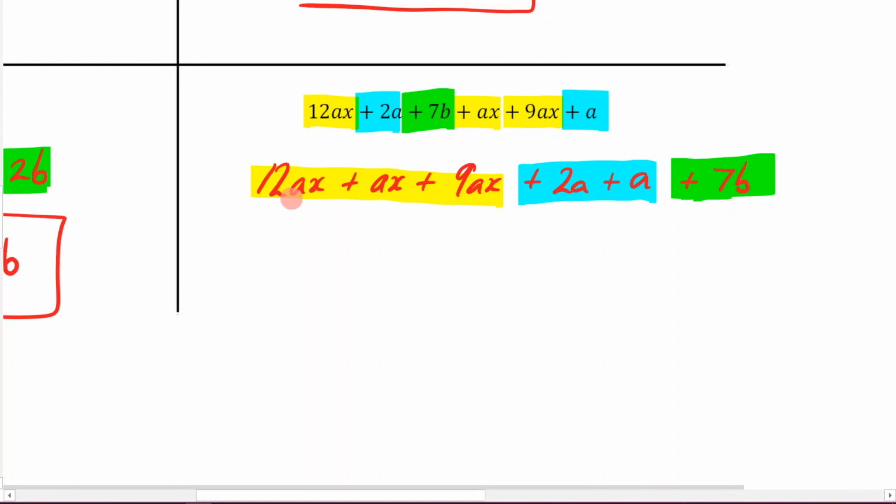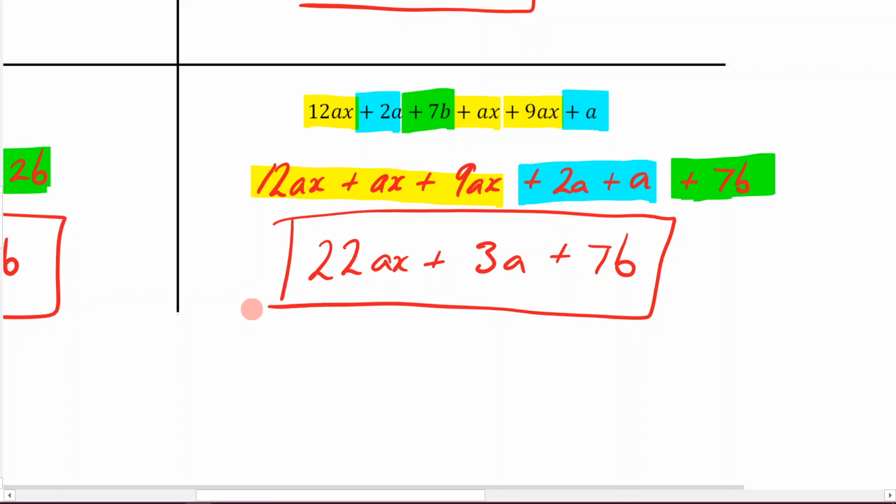So that now means I can go 12ax plus ax plus 9ax. Well, ax plus 9ax will be 10ax, plus 12ax will be 22ax, and then I'll have plus 3a here, and I'll have plus 7b on the end, which can't be joined with anything. So that is going to be my simplified expression.